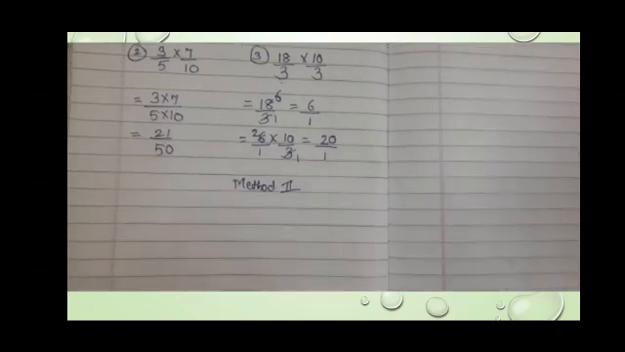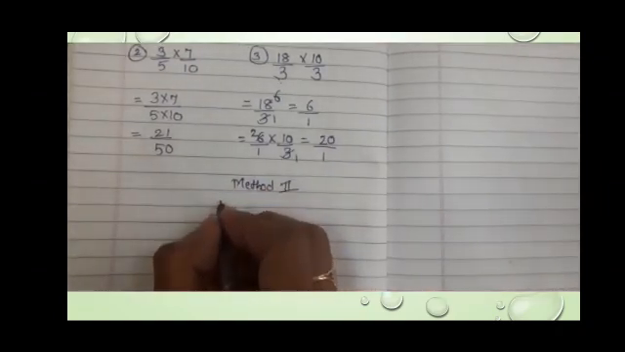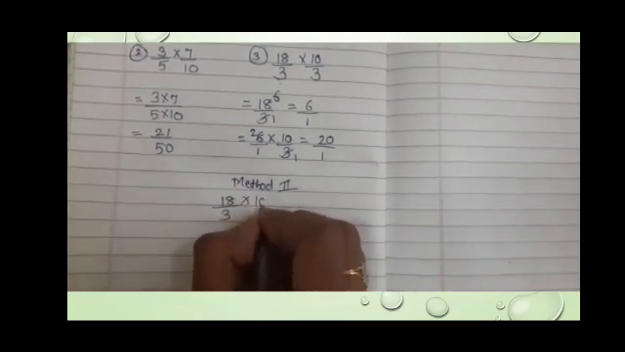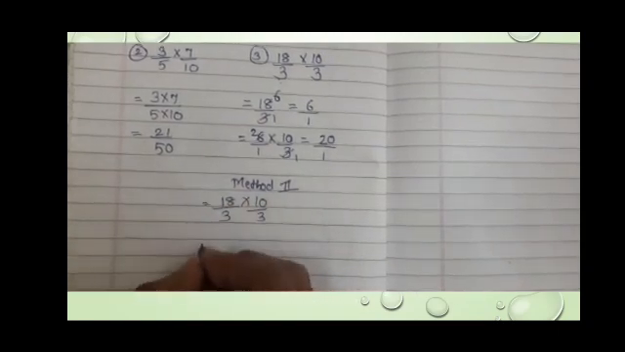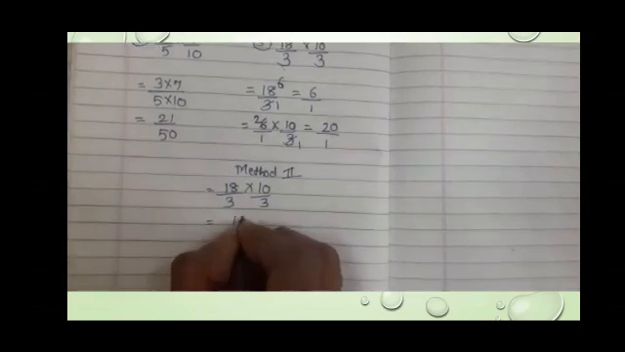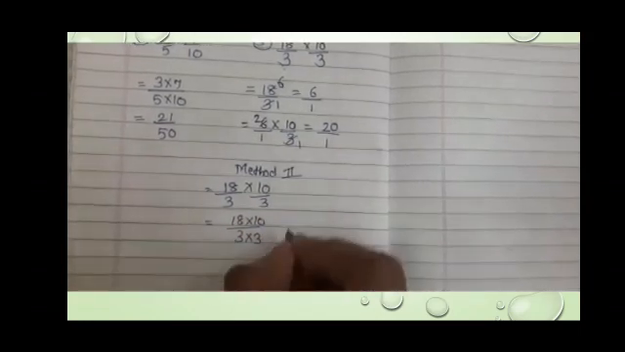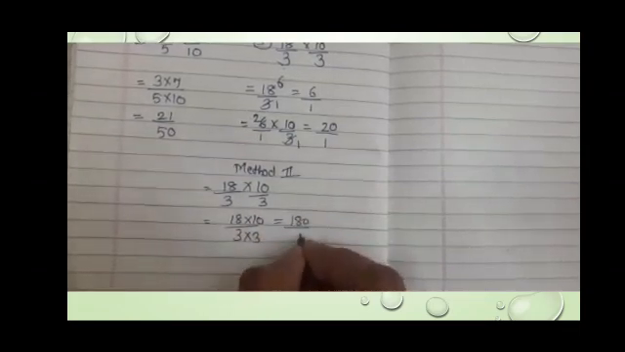Now the second method is you have to multiply the numerators as well as the denominators. See here, I am multiplying the numerators. 18 multiplied by 10 and 3 into 3. So your answer is 180 upon 9.